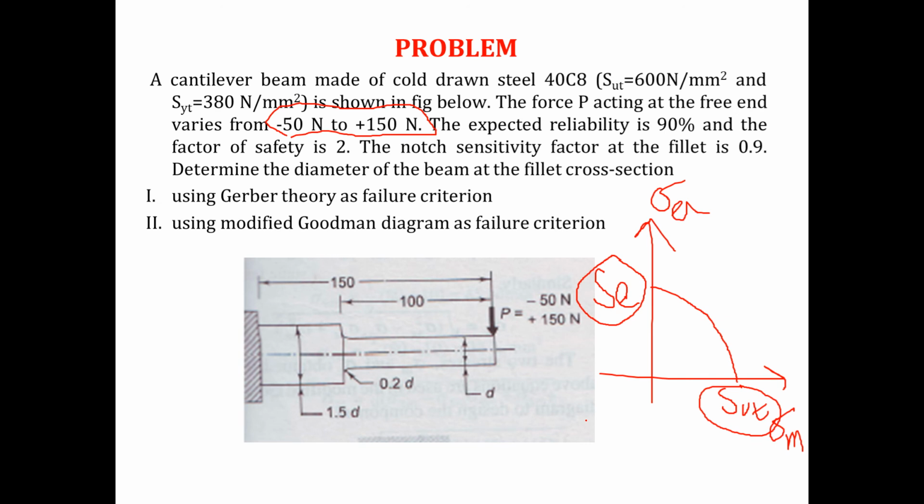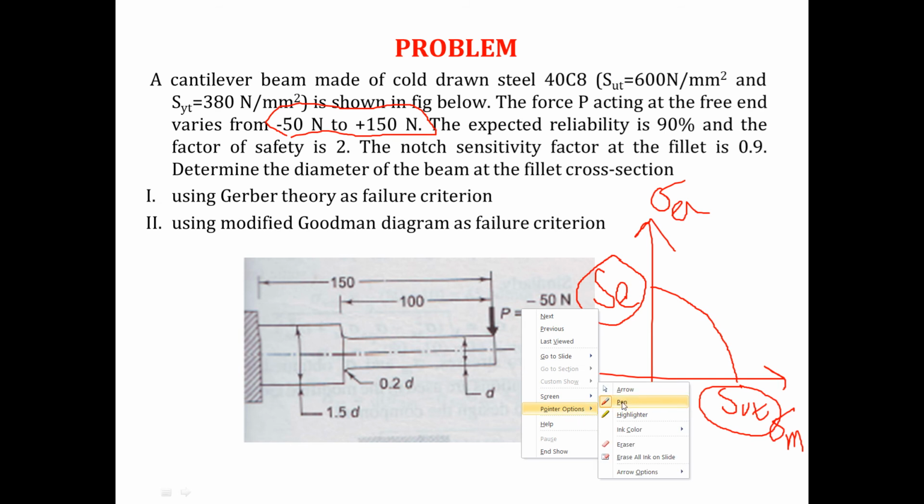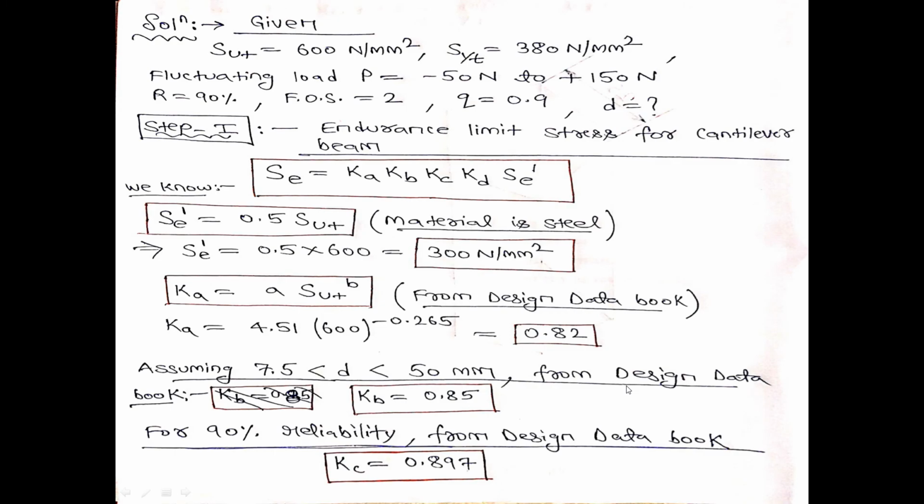So how can we find out the value of SE? I have told you in some previous classes that there is a relationship between SE and SE dash, and that relationship is SE is equal to KA, KB, KC, KD, SE dash. Now I will use this relation to find out the value of SE. In this relation, there are 5 unknown factors, so one by one, let us find out all these 5 unknown factors.